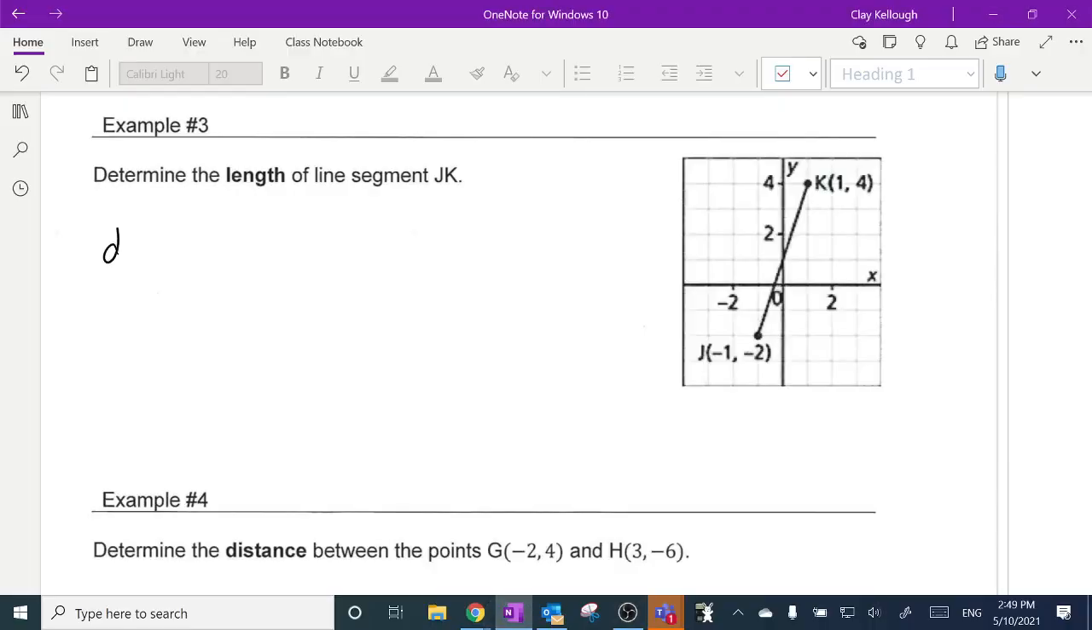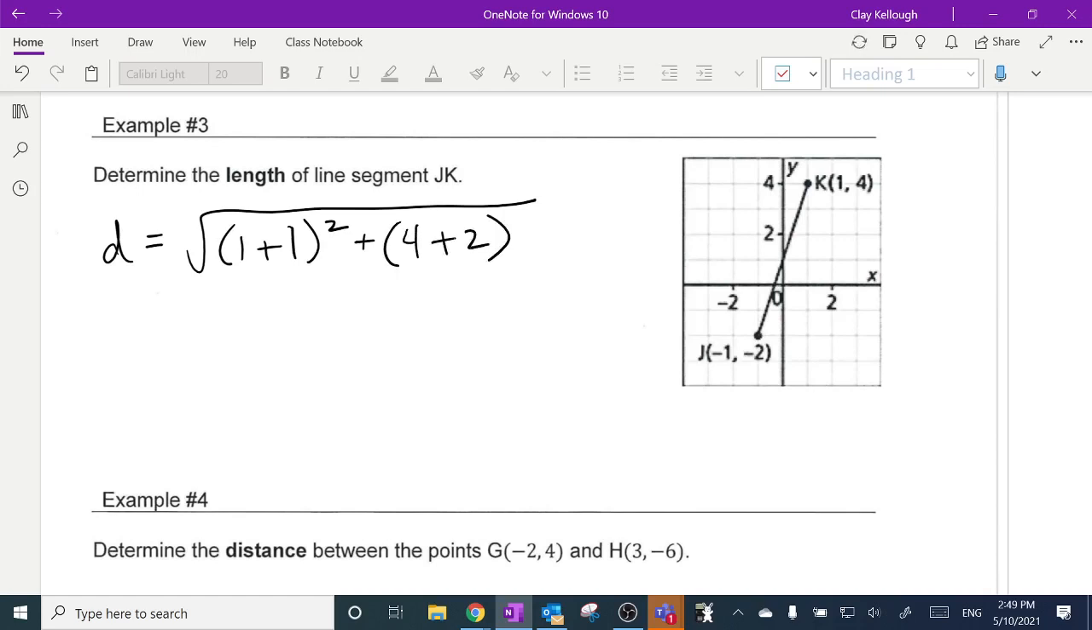So the distance is the big square root of x2 minus x1, so 1 minus negative 1, plus y2 minus y1, 4 minus negative 2. If you did yours in the opposite direction, you have negative 2 instead of 2 in that bracket, and negative 6 instead of 6 in that bracket, but you're going to get the same answer as me because when you square those things, you still get the same numbers, 4 and 36. And last time I checked, 40 is not a perfect square.